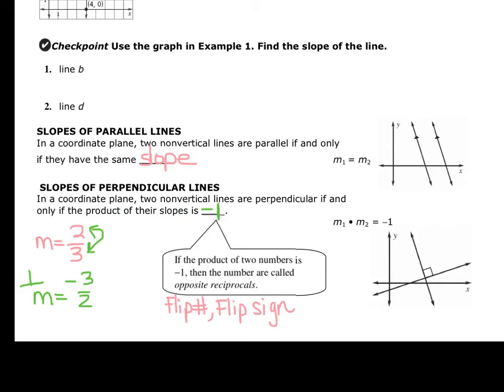So that's where this whole idea, the product of their slopes is -1, comes from. If you were to multiply these 2 fractions, 2/3 times -3/2, when you multiply fractions, you multiply across. So this is -6/6. The outcome is -1. So anytime you get a product of slopes that is -1, then the lines are perpendicular.